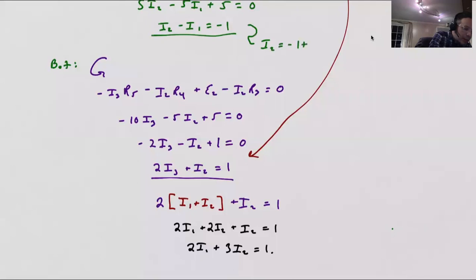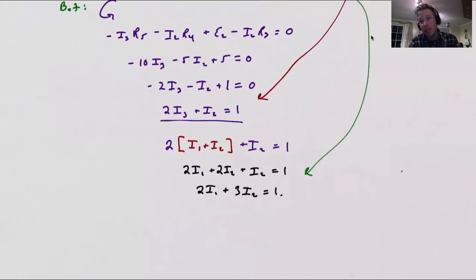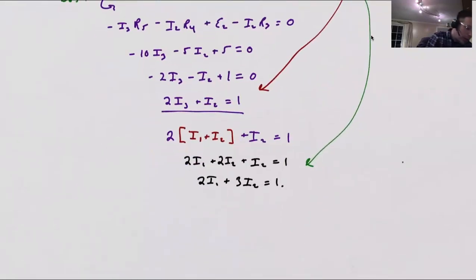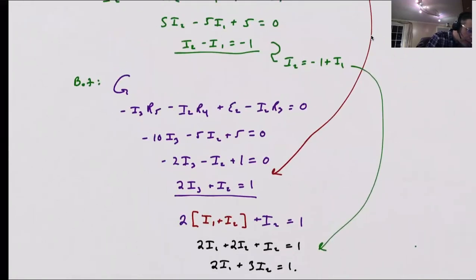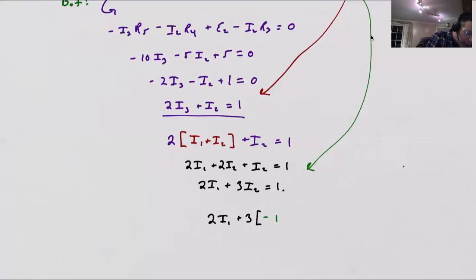That's going to be -1 plus I1, and I'm going to take that and shove it down here. And again, if we do this right, we then should be left with only one unknown. That then leaves us with, and I'll do the substitution in green, 2I1 plus 3 times, and I replace that with green, (-1 plus I1), equal to 1. Oh, technically speaking, that's not green.